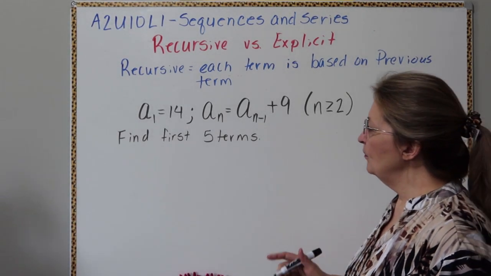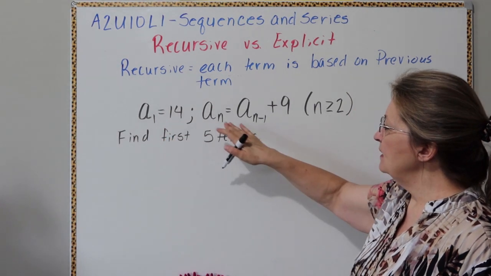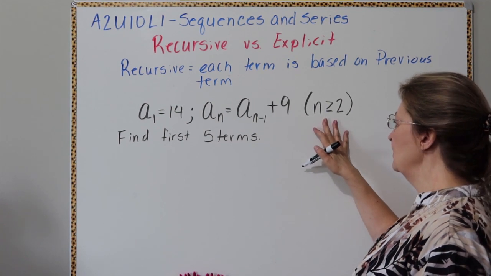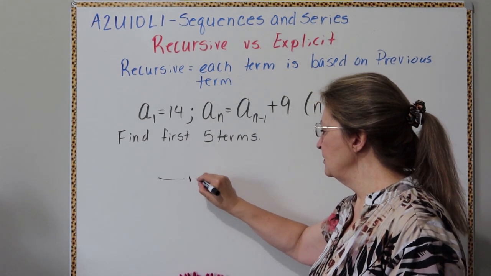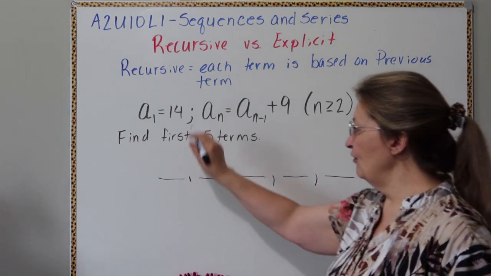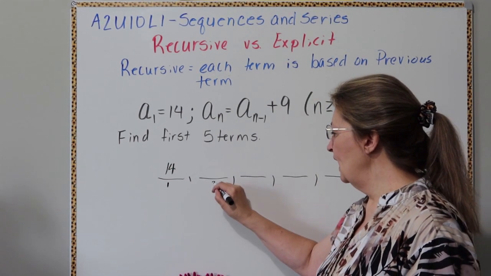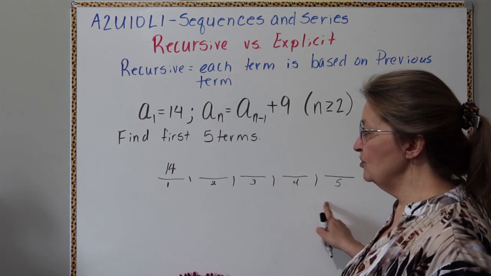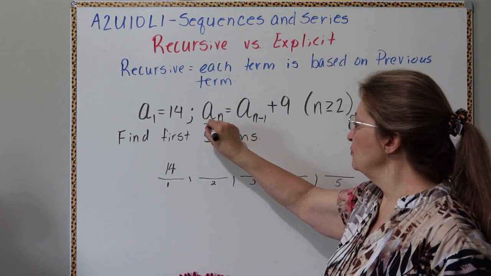So let's look at an example. We're given that A1 is equal to 14 and A to the N is equal to A to the N minus 1 plus 9, with N greater than or equal to 2. And we want to find the first 5 terms. So let's just put some blanks down here, and we're going to fill these in. Now our first term is given to us, so that's 14. This is term number 1. And I want to find 2, 3, 4, and 5. Now these numbers down here are N's. So our formula is right here.